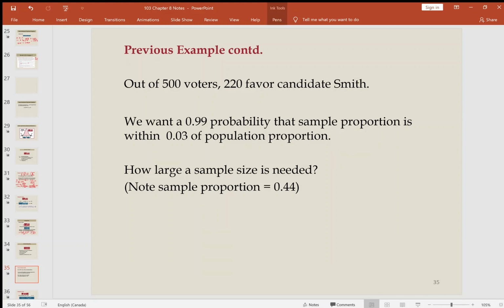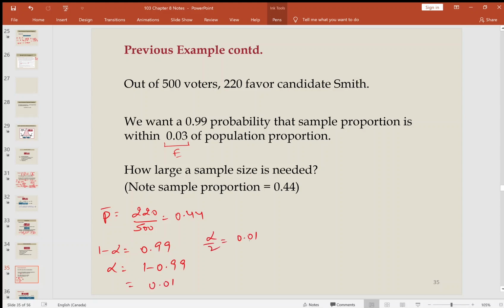So again, going back to the same question, out of 500 voters, 220 favor candidate Smith. We want 0.99 probability that the sample proportion is within 0.03. So 0.03 is your margin of error of the population proportion. How large a sample size is needed? Now note that p bar is 220 divided by 500, which is 0.44. 1 minus alpha is 0.99, so alpha is 1 minus 0.99, which is 0.01. So alpha by 2 is 0.01 divided by 2 equals 0.005.